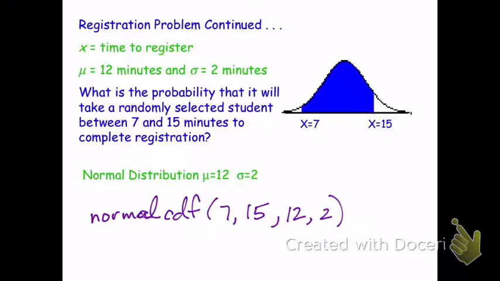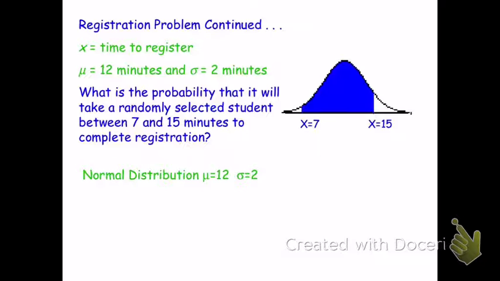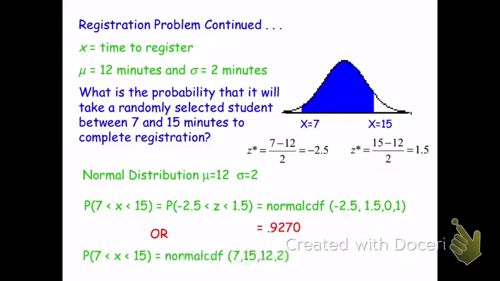Wait, so on this one, why don't you do the infinity? Because I'm not going out to negative or positive infinity. I'm in between two bounds, so it's between 7 and 15. Yeah, so we do the second one.